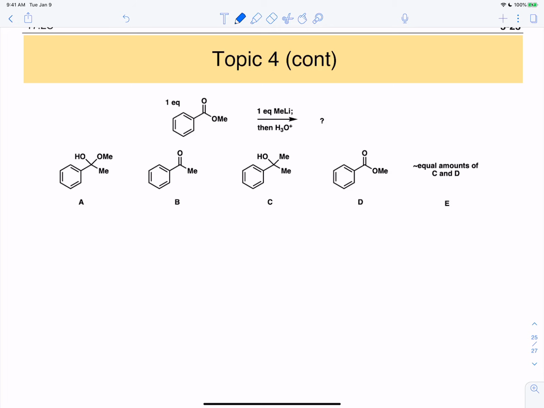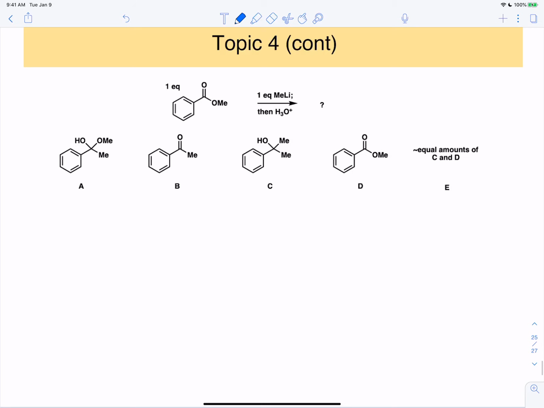Ooh, now we have an addition question. This was from the homework, but since I got quite a few questions about it during class, I figured it probably would be worthwhile to go back and talk about this again. And the key points here are discussing the relative reactivities of an ester versus a ketone. Esters are less reactive than ketones.